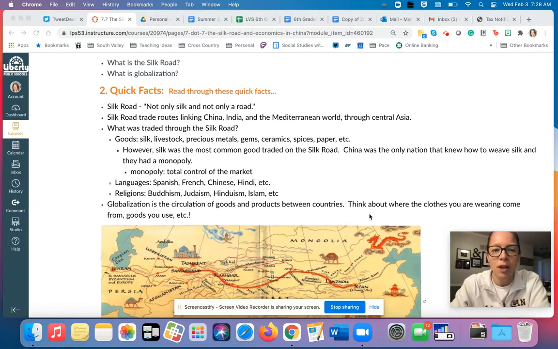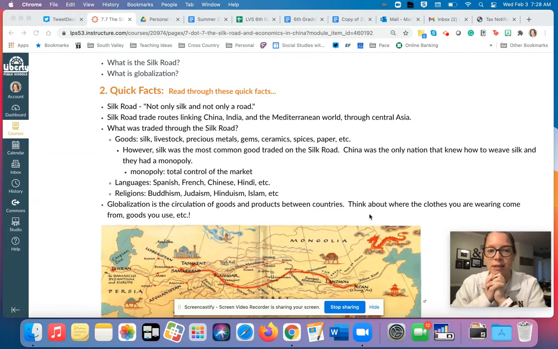The Silk Road was not only silk and not only a road. So, what does that mean? Basically, what they're saying is it wasn't just one path, one road, and it wasn't just trading silk. But that is the name of these trade routes linking China, India, and the Mediterranean world, which would be the areas around North Africa, Europe, and parts of Asia through Central Asia.